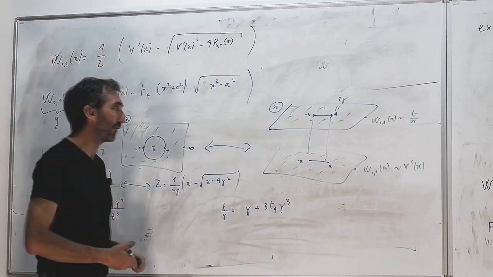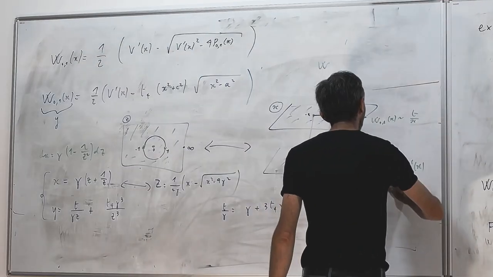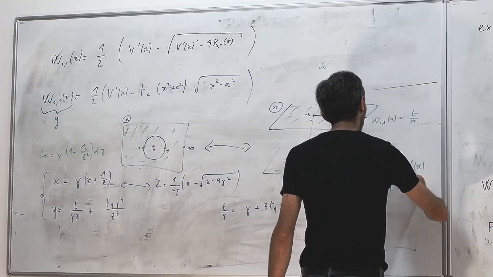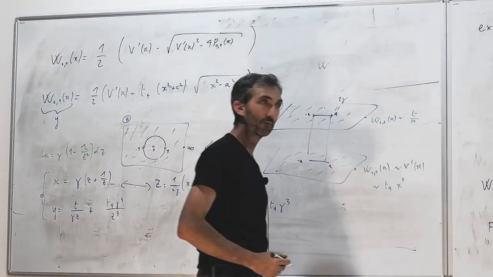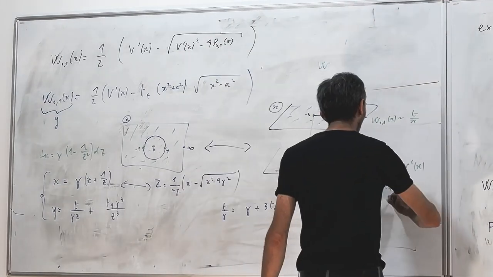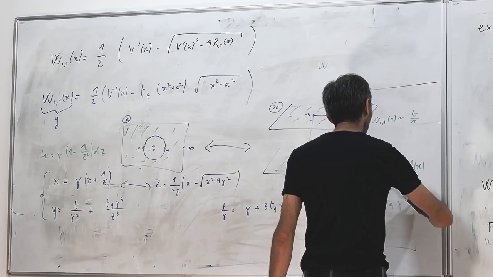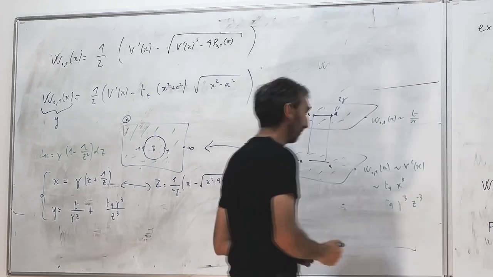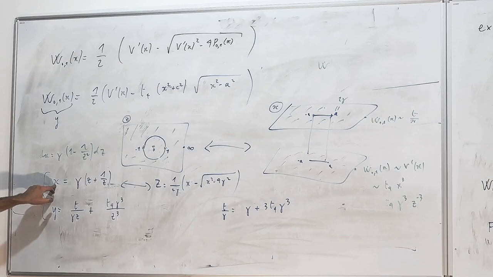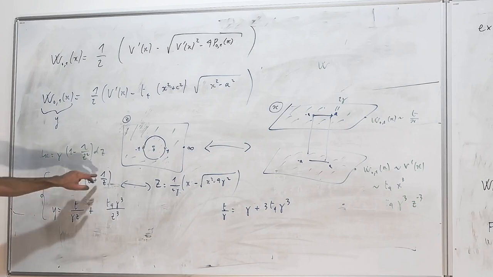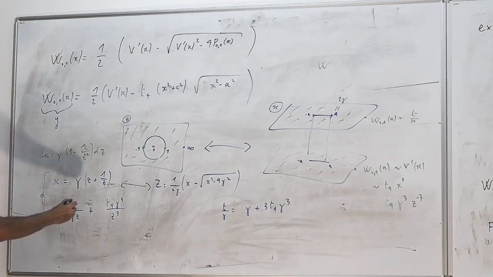To leading order, it behaves like t4 x to the cube, which is t4 gamma cube z to the minus 3. Because at infinity, x behaves like gamma times 1 over z, which is the leading one. So this is why we have this term. This has a pole of degree 3 of the right order.